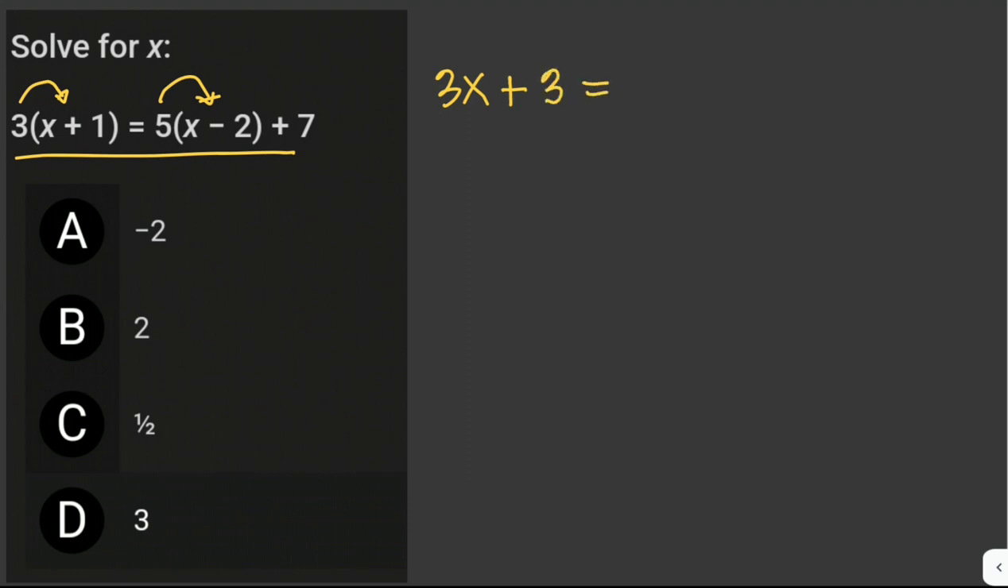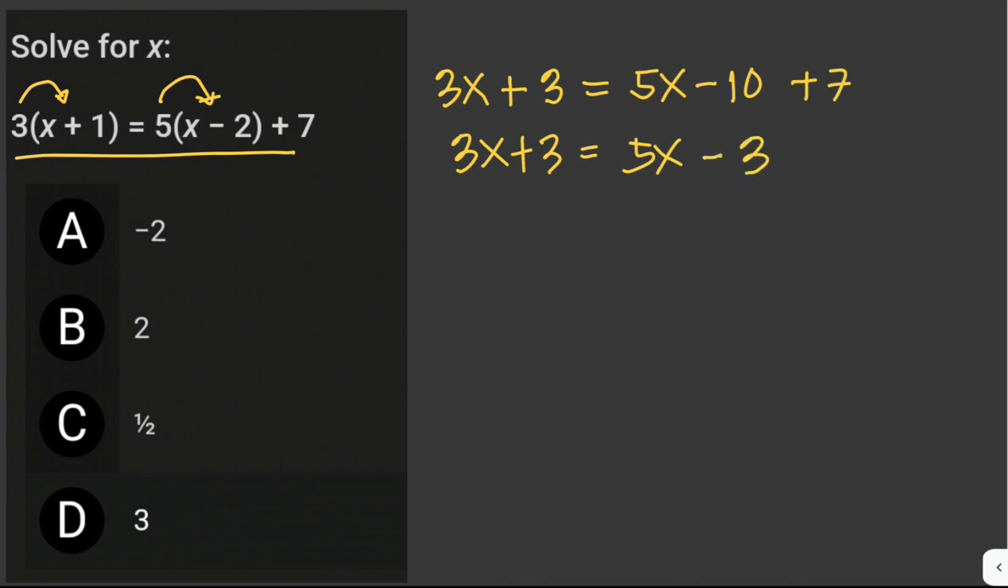3, equals 5 times x is just 5x, copy the operator sign, which is minus, and then 5 times 2, which is 10, and then plus 7. And now we can group like terms. By further simplifying it, this would become 3x plus 3 equals 5x. Negative 10 plus 7 is just negative 3.